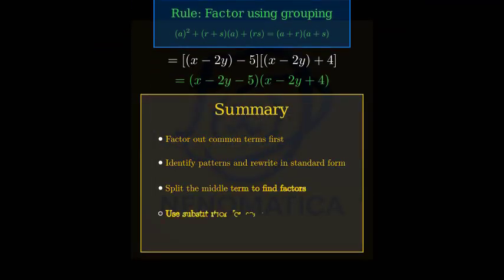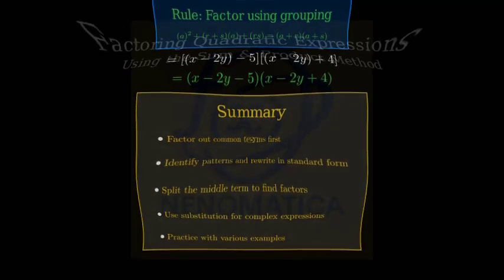Let's summarize what we've learned about factoring polynomials. First, identify any common factors and factor them out. Second, for quadratic expressions, look for patterns that can be rewritten in a more recognizable form. Third, use the method of splitting the middle term to find the right factorization. And finally, for more complex expressions, consider using substitution to simplify the problem. Practice these techniques with different examples to become more comfortable with factoring polynomials.